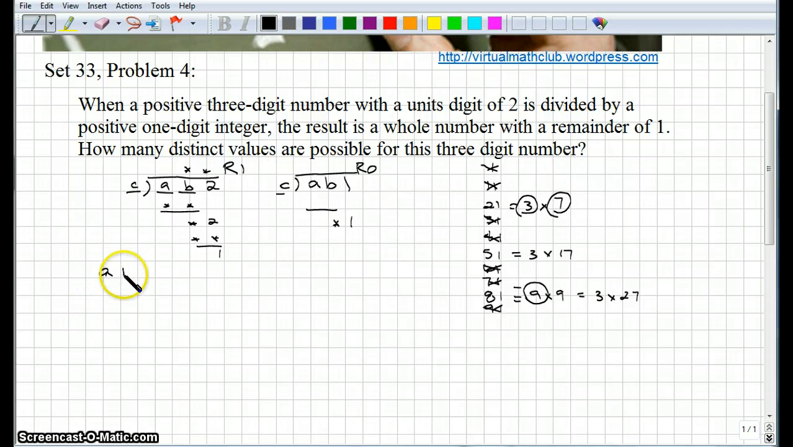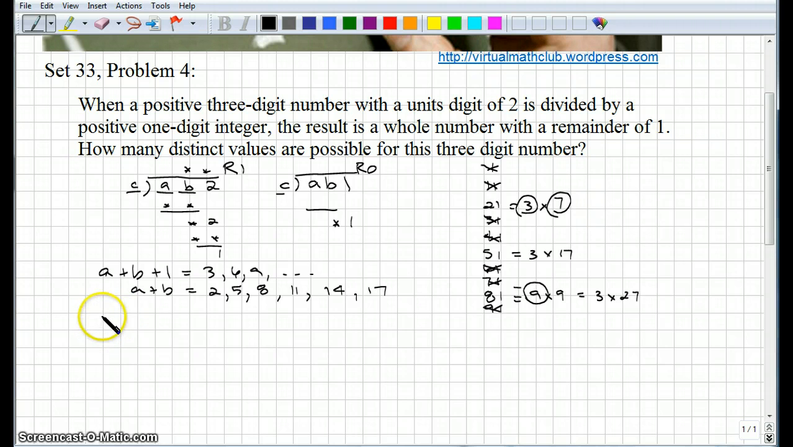So we have A plus B plus 1 has to give us something divisible by 3. So that means that would have to be 3 or 6 or 9 or so on. But that also means that A plus B has to be 2 or 5 or 8 or 11 or 14. Okay, just one less than a multiple of 3.